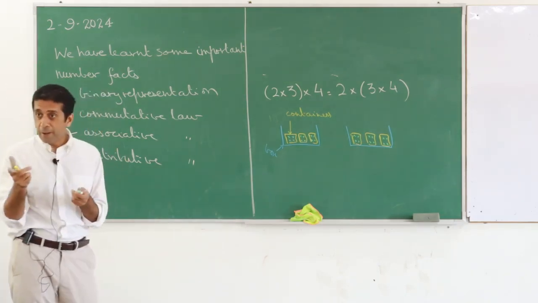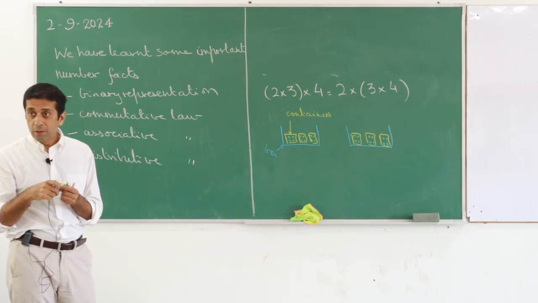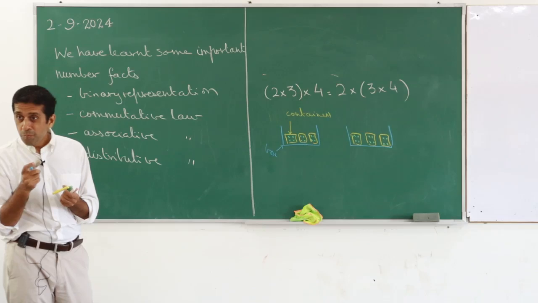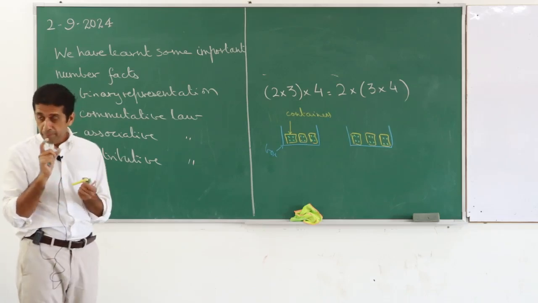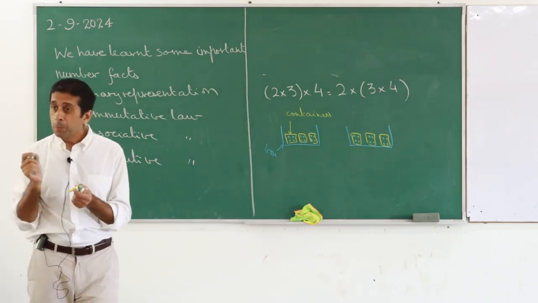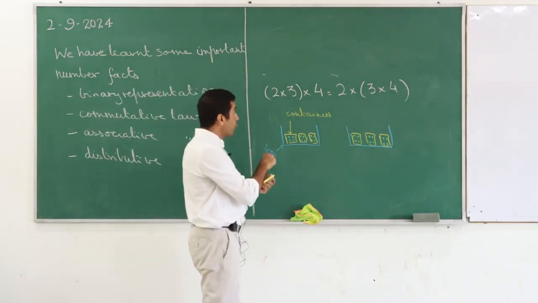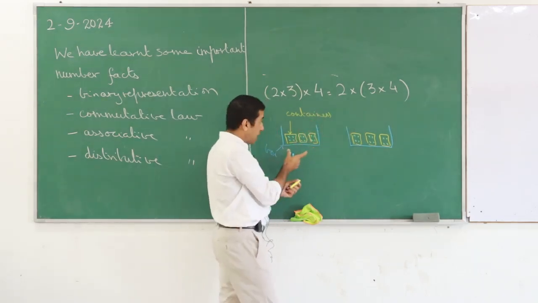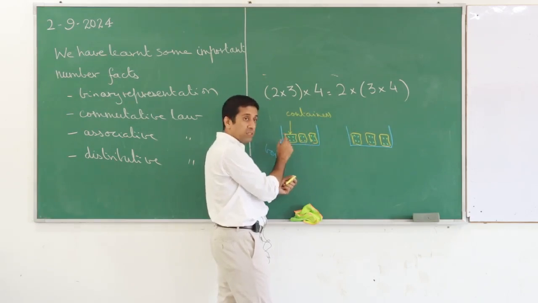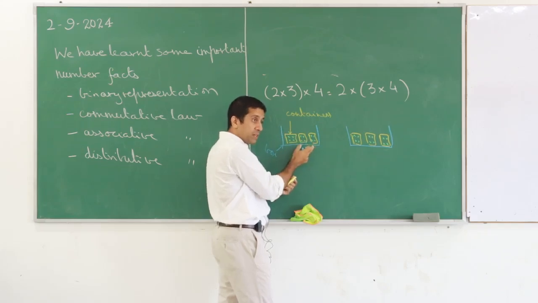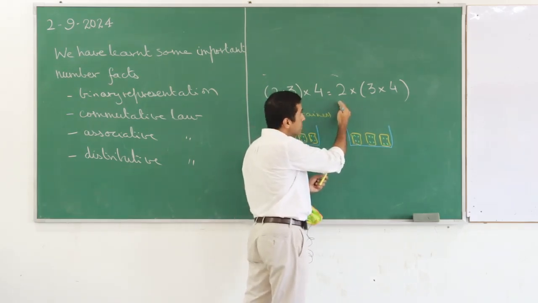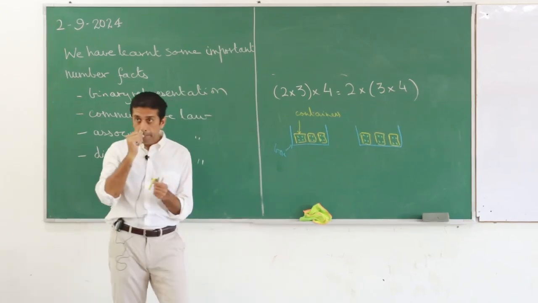What are you counting on the right hand side? What is 3 4s? There are 3 containers in a box, and each container contains 4 cookies. So you are counting the number of cookies in one box. 3 4s are 12, and that's the number of cookies in a box. And then you have 2 boxes. That's why you have 2 3 4s. Is this clear?